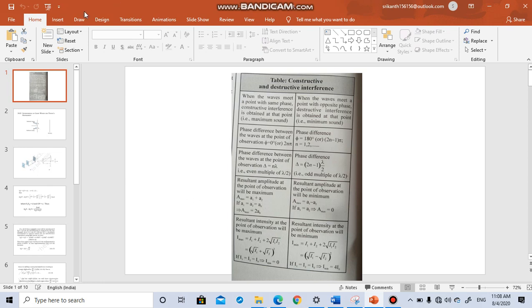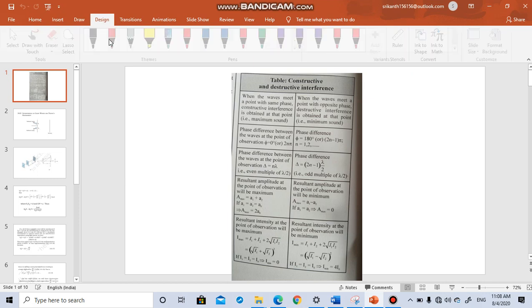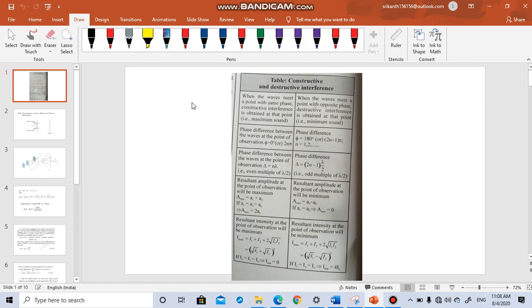Constructive and destructive interference. Now we have seen in the previous discussion that when the waves meet at a point in the same phase, it is called constructive interference. I told you that example where there are two sources and their waves were meeting at a point P.